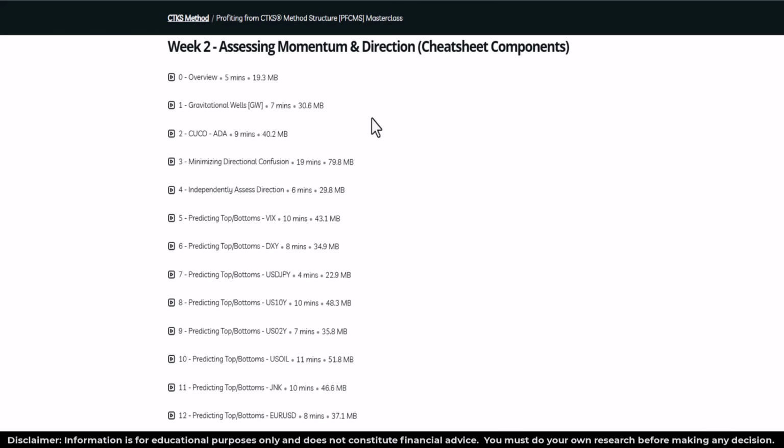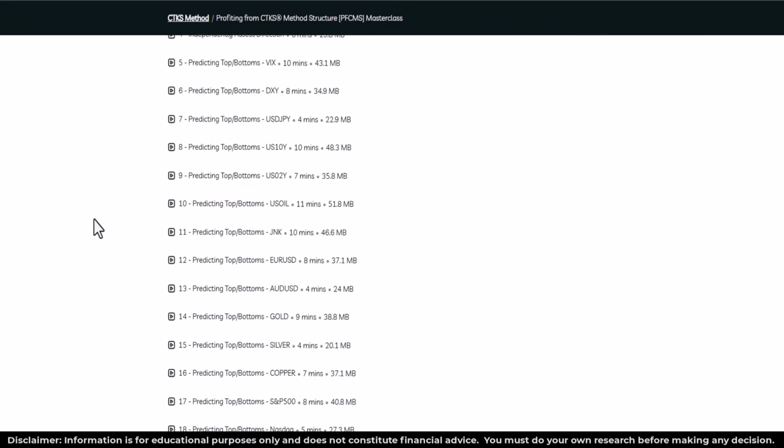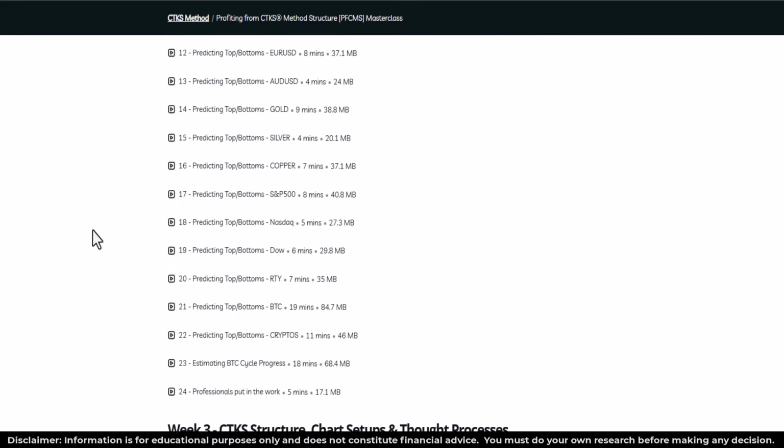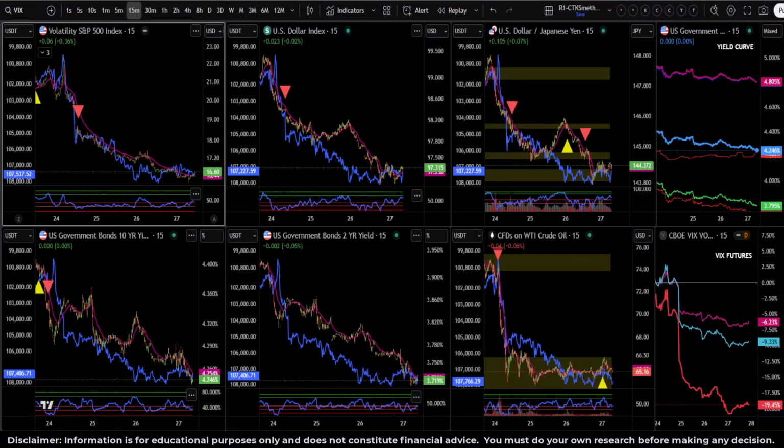And for the profiting students, don't forget in week 2, we go through the prediction of tops and bottoms on the VIX, the DXY, all of these pairs. It's very important that you be able to comprehend when a top or bottom is coming into the market. In fact, it's vital. What we can see from looking at the first level of risk inside the markets through the cheat sheet, we got this basing action and we could get a bit of a spike up.